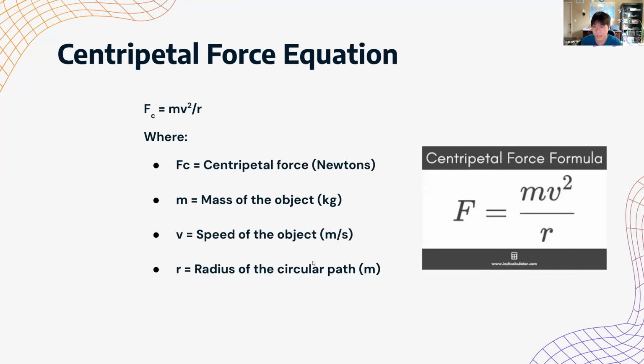Centripetal force is mv squared over r. Here m is mass, v is speed, and r is the radius of the circular path. The centripetal force itself is given in newtons.